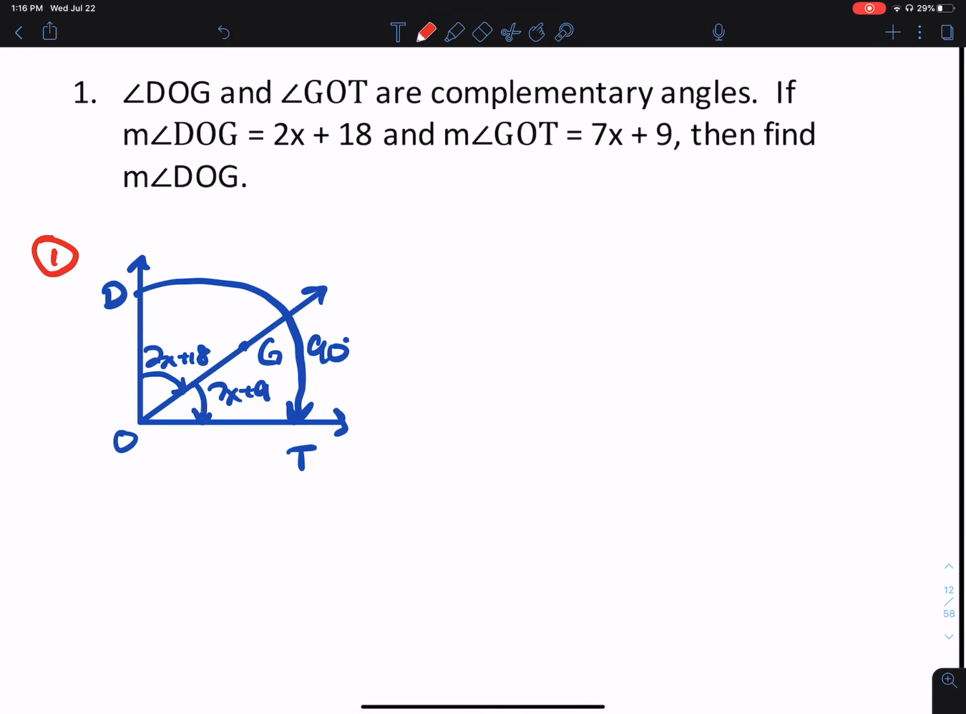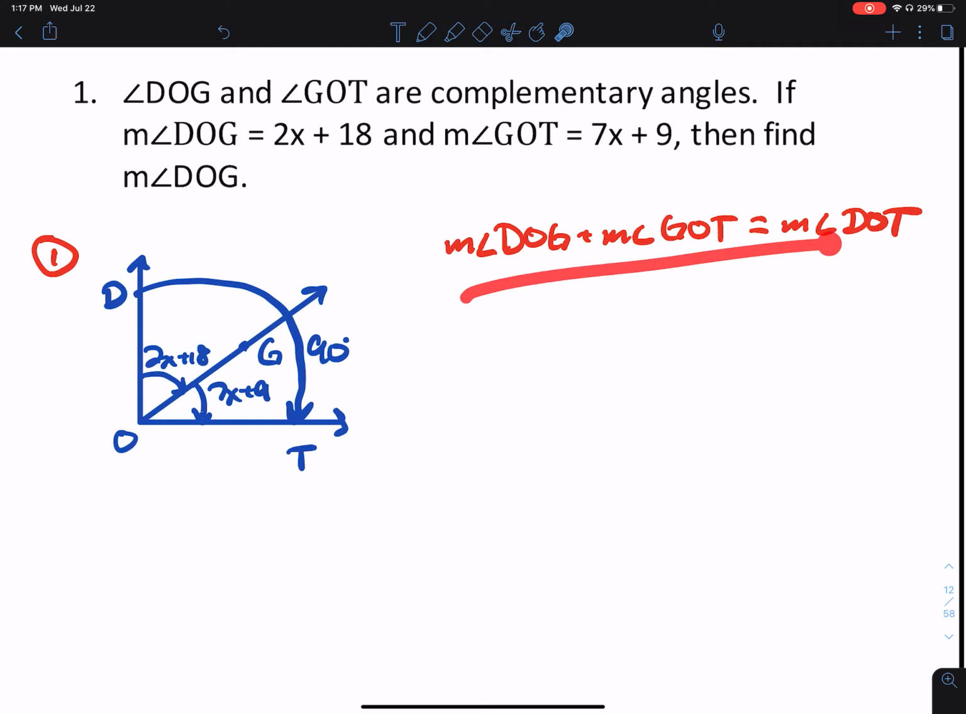Now, using the angle addition postulate, we could say measure of angle DOG plus measure of angle GOT equals the measure of angle DOT. Now, you could write this and it's fine. You could use the angle addition postulate, or you could say I want to use the definition of complementary angles, which says if you add the measures of these angles, you get 90 degrees. Those are both acceptable, provided you give the proper reason that you were able to do that.